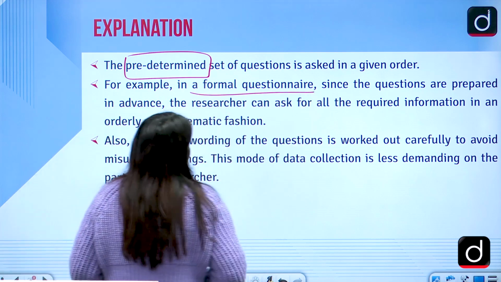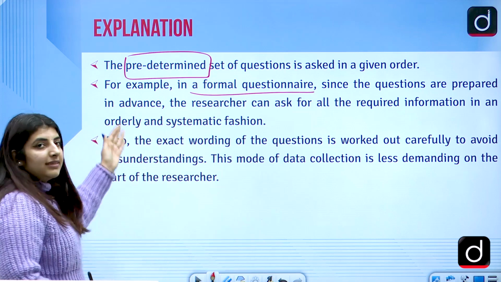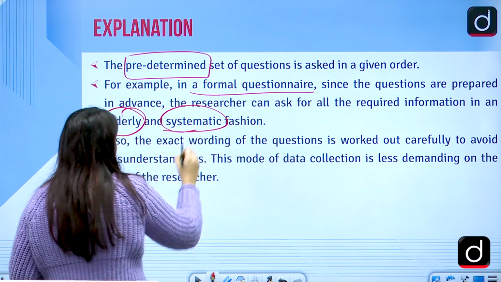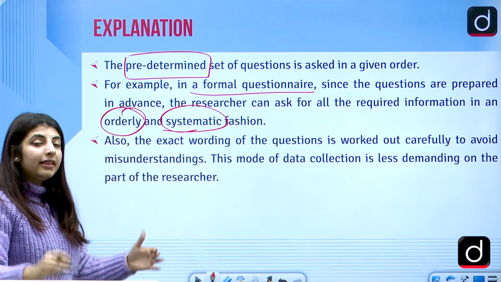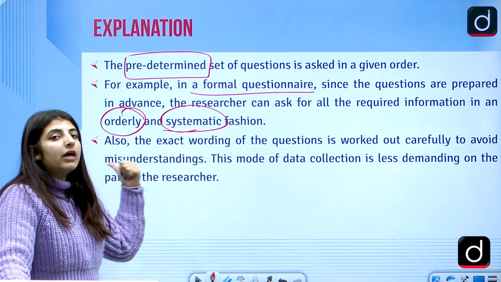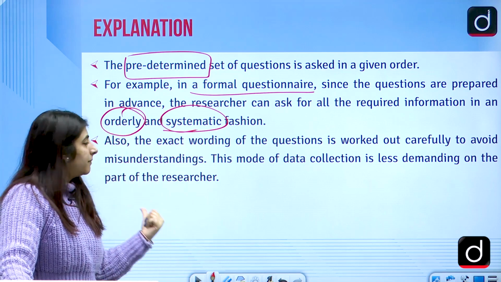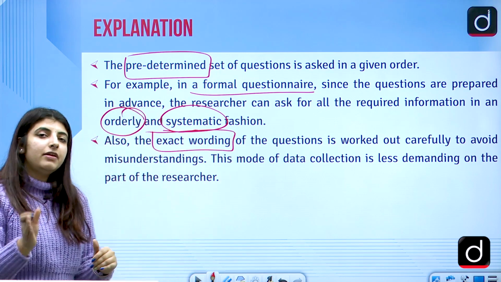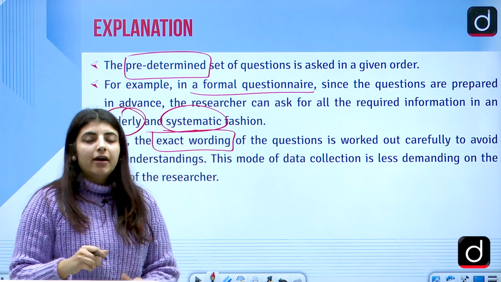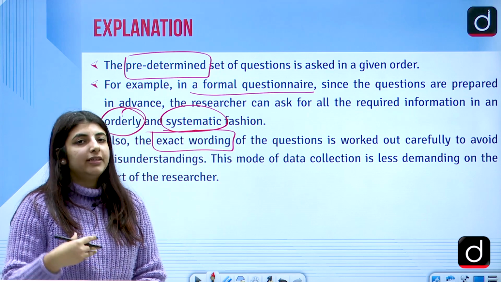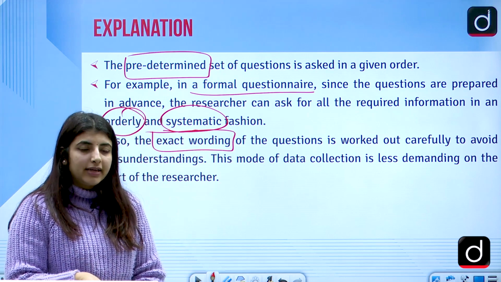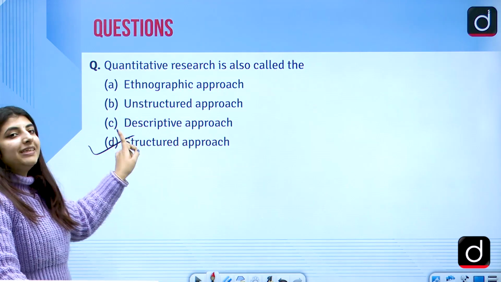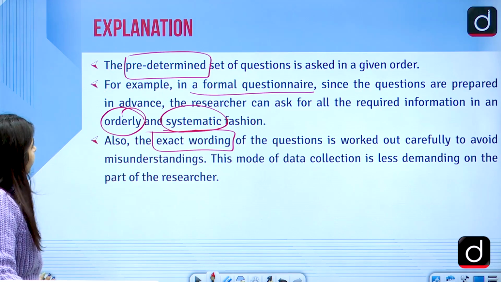Formal questionnaire, as I told you, the questions are prepared in advance. This is just an example they are talking about. So you are moving in an orderly and systematic fashion in quantitative research, right? Also, the exact wording is there, because every person is receiving the same questionnaire, right? Name, age, date of birth, etc. All the questions asked there are the same for everyone. Hence, it is a structured approach, and so option D is the correct answer.